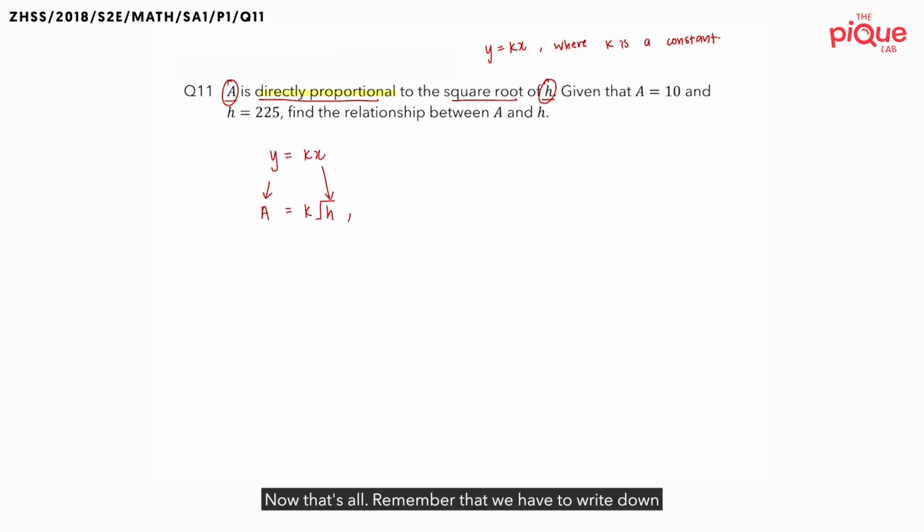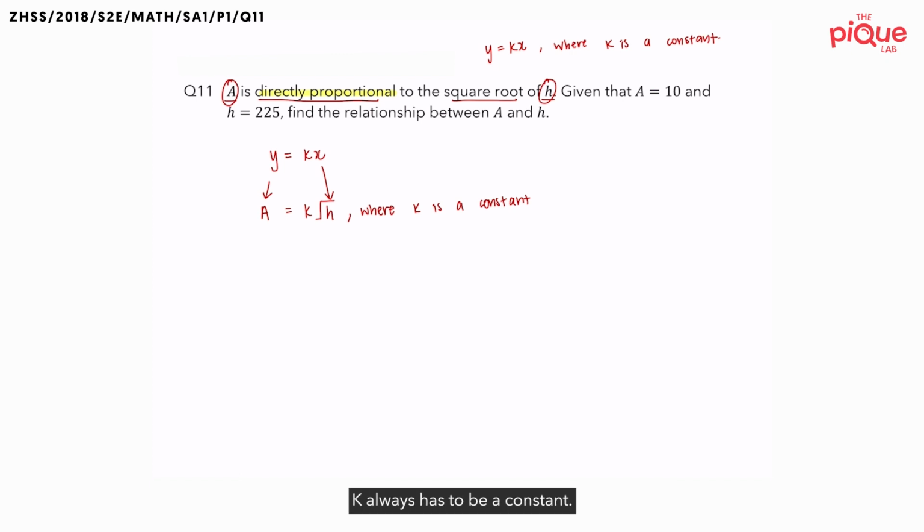Now, that's not all. Remember that we have to write down where k is a constant. Okay, this is very important because k is not a variable. K always has to be a constant. Next, the question says that given that A is equals to 10 and H is equals to 225, what is the relationship between A and H?